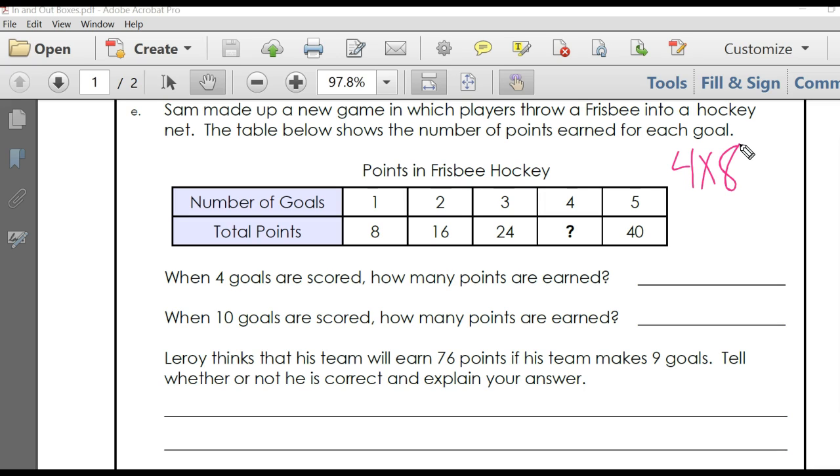But then it says if I scored 10 goals, well, I'm going to have to multiply 10 times what's the pattern again? 8. And that's how we're going to do that. Okay. And then you have to figure out the last one there.